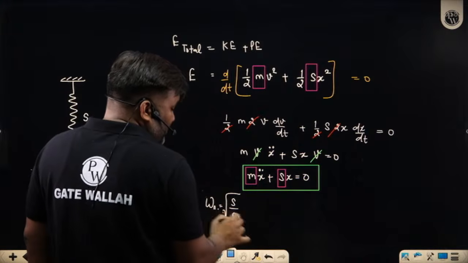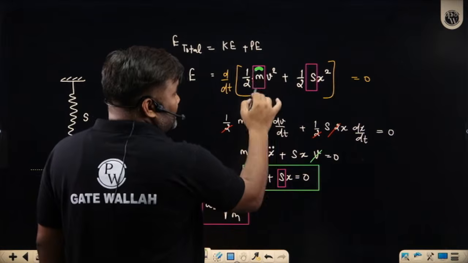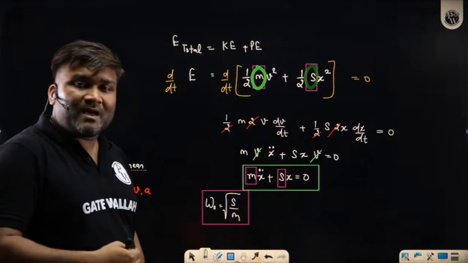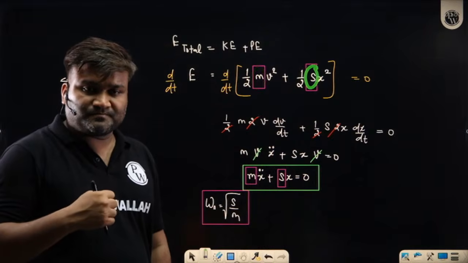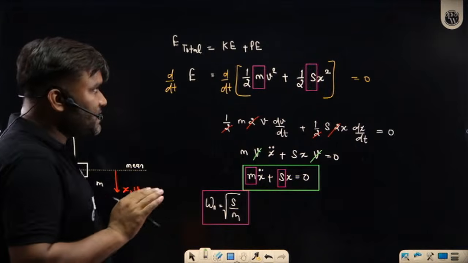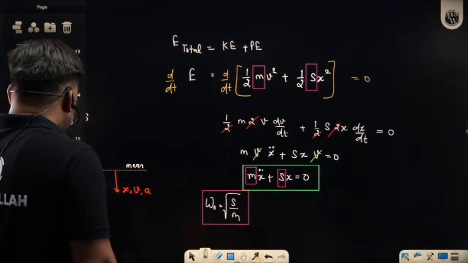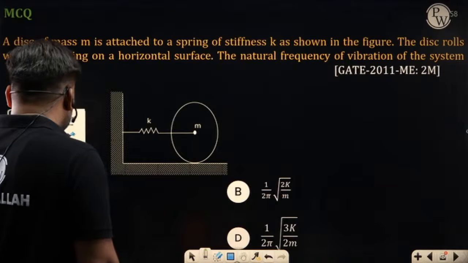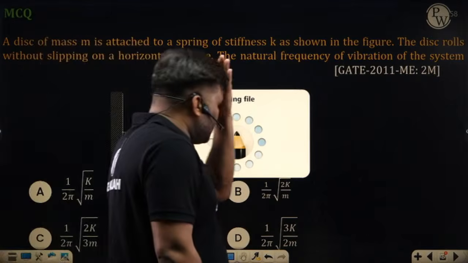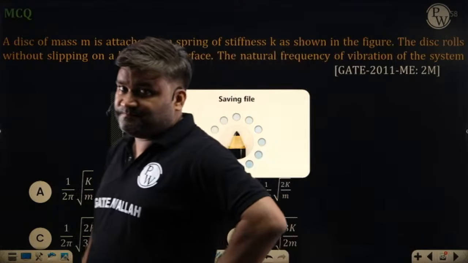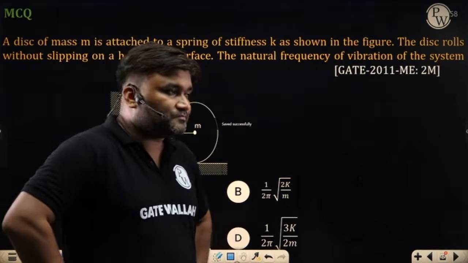So whatever is coming at this place, whatever is coming at this place, they will be treated as mass m and stiffness s. I hope this is clear to everyone. Okay, let me take another beautiful example, and that's not a question, my dear. That's not a question. That's a variety. It's a variety of question.